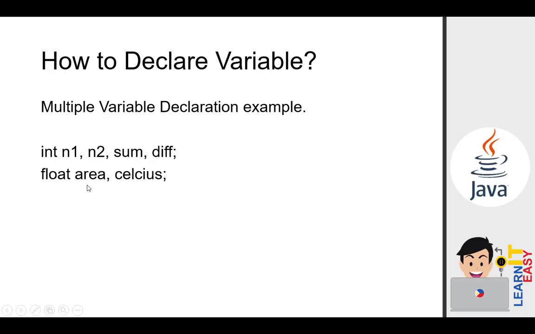Another example is float area, comma, Celsius, and then we have char, for example, letter, comma, symbol, comma, and then initial.